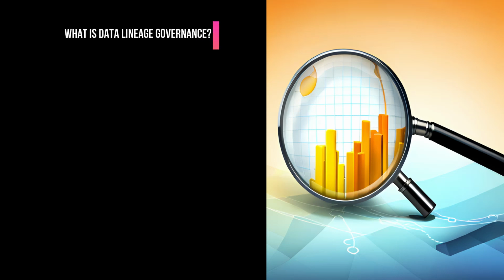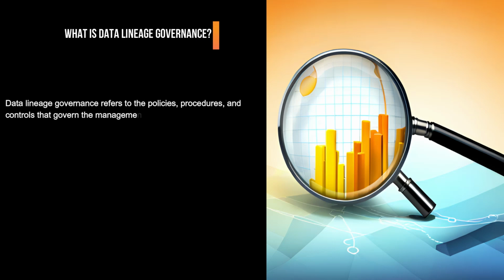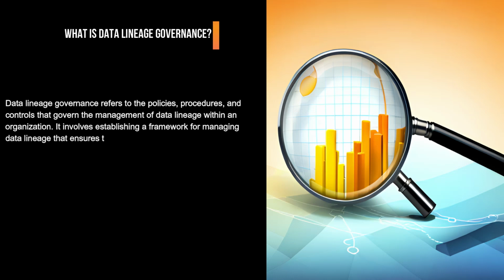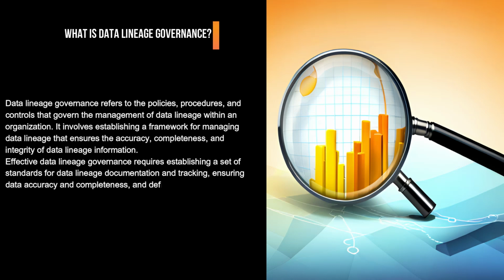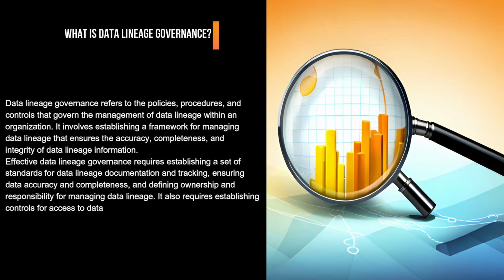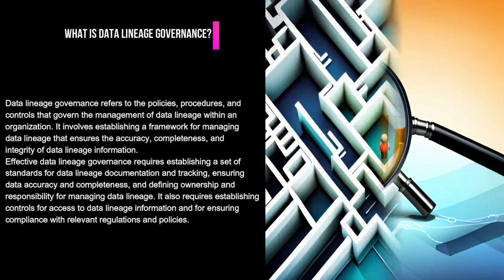What is data lineage governance? Data lineage governance refers to the policies, procedures, and controls that govern the management of data lineage within an organization. It involves establishing a framework for managing data lineage that ensures the accuracy, completeness, and integrity of data lineage information. Effective data lineage governance requires establishing a set of standards for data lineage documentation and tracking, ensuring data accuracy and completeness, and defining ownership and responsibility for managing data lineage. It also requires establishing controls for access to data lineage information and for ensuring compliance with relevant regulations and policies.